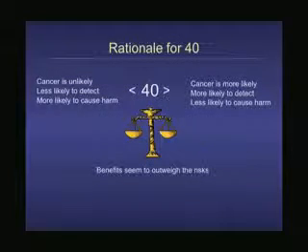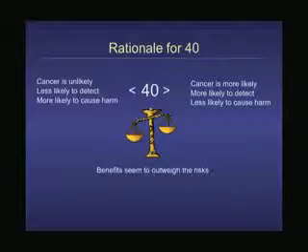So 40 seems to be about the right age, below which cancer is not that likely. It's pretty rare. It's going to be harder for us to see, and there's some possible risk that we may cause some harm. Over 40, it's more likely to occur, more likely we're going to find it, and less likely to cause any harm. So that's the age that most of these societies are recommending.